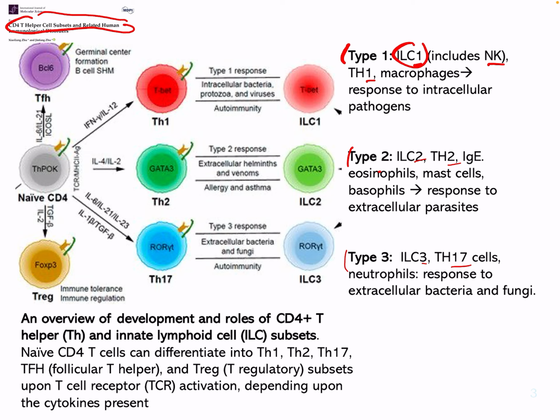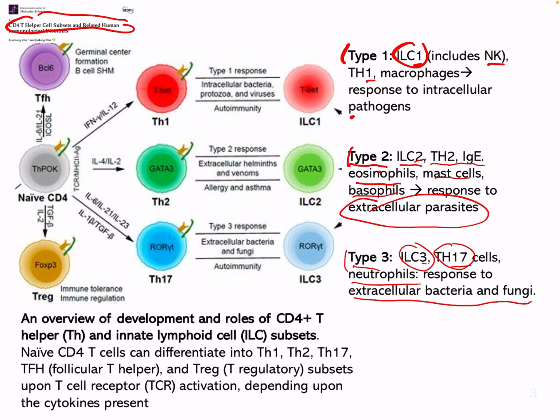which respond to intracellular pathogens. Our type 2 response includes our ILC2s, our Th2s, and IgE. This results in eosinophils and mast cells and basophils, and the response to extracellular parasites. Our type 3 response includes ILC3, Th17 cells, and our neutrophils, which respond to extracellular bacteria and fungi.